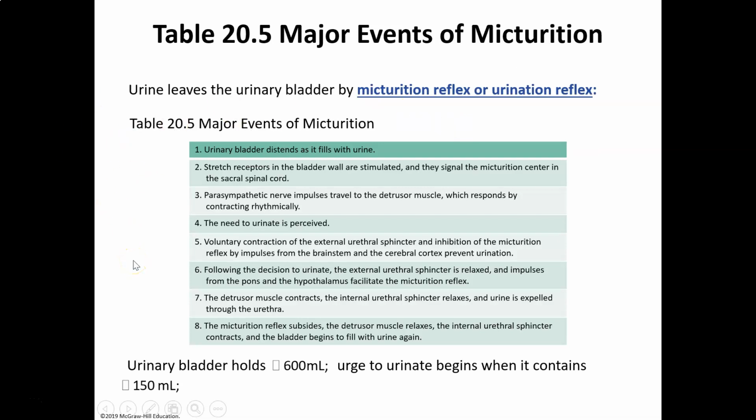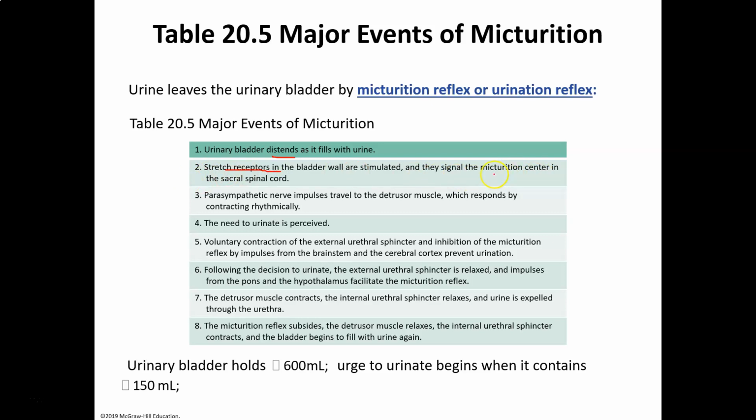Now, how do you know when you have to pee? Well, I mean, you know when you have to pee, right? So the urinary bladder is distended. It's a smooth muscle. It starts to fill up. Stretch receptors in there tell your brain.